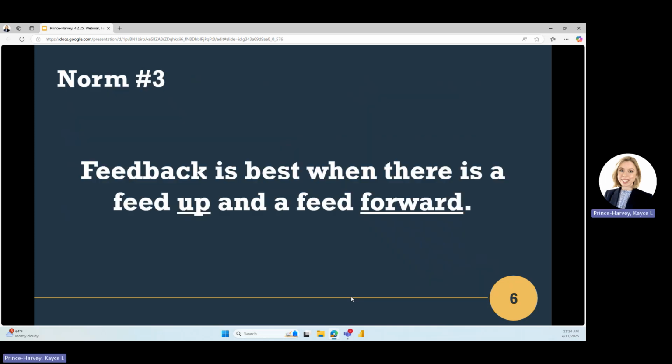Lastly, feedback is best when there's a feed up and a feed forward. Essentially what feed up and feed forward mean is that students need to have an active role in the feedback process. They should be reflecting on their own work and taking ownership of their next steps as opposed to being passive participants. So we're going to look at this norm through the example of writing conferences, which may be a typical practice in your classroom already or the classrooms of those whom you support.